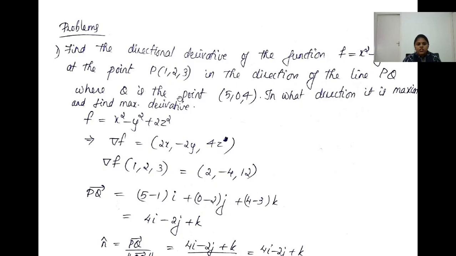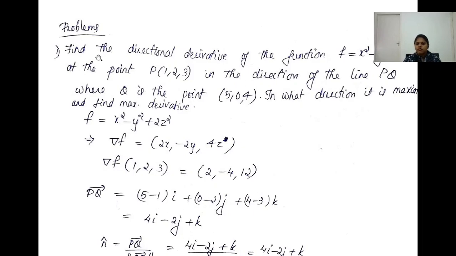The first question is to find the directional derivative of the function f equal to x square minus y square plus 2z square at the point P, which is (1, 2, 3), in the direction of the line PQ, where Q is the point (5, 0, 4), and you have to find in which direction the derivative is maximum, and the maximum derivative.